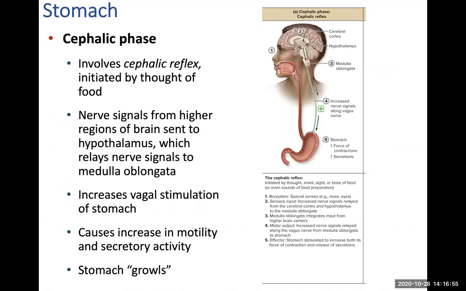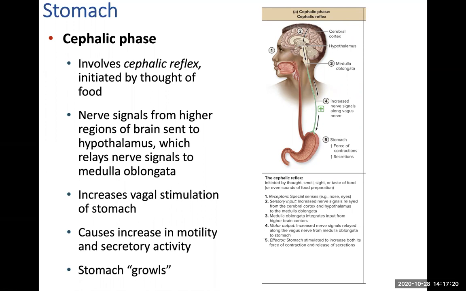So the cephalic phase is a phase that is initiated by the thought of food. What happens when you think of food is you have signals that are sent to the hypothalamus, and essentially what that does is it increases vagal stimulation, which is parasympathetic nervous system stimulation of the stomach, and the stomach starts to increase its production of secretions.